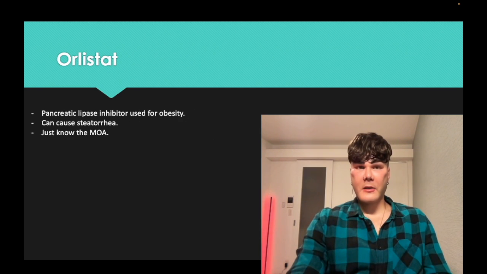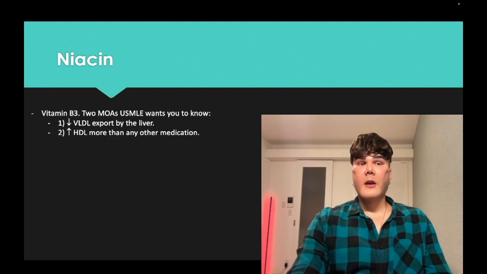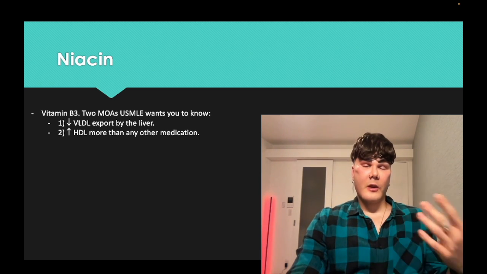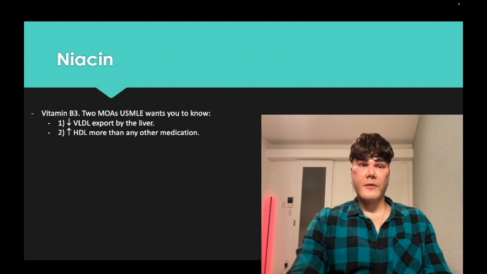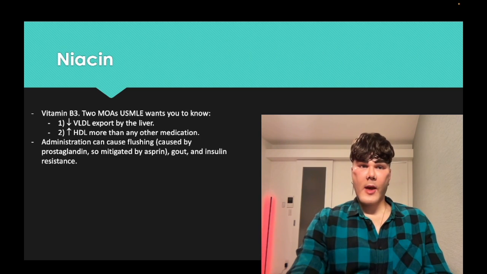Orlistat, it's a pancreatic lipase inhibitor, can cause steatorrhea. It's asked on one of the NBME exams. Niacin, vitamin B3. So they want you to know these two mechanisms of action. So niacin will increase HDL more than any other medication, and it decreases VLDL export by the liver. Okay, so they just ask that straight up. And it's very high yield.